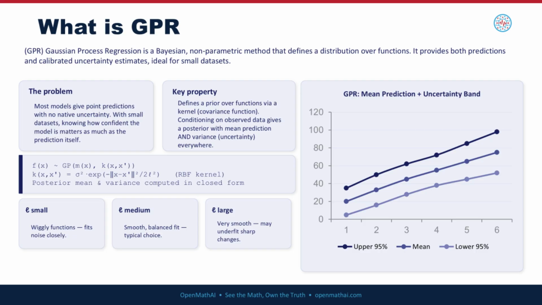GPR starts by computing the similarity between all training samples using a kernel function, such as the RBF kernel. It then builds a covariance matrix that describes how every training sample is related to the others. During prediction, the new input is compared with the training samples through the same kernel function, and GPR calculates both the predicted output and the confidence of that prediction.